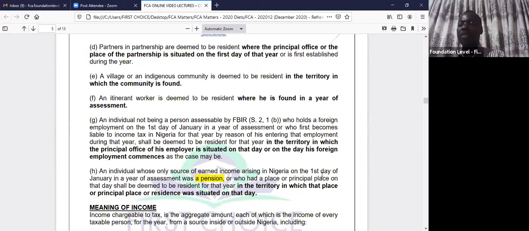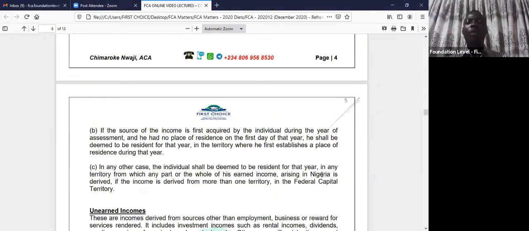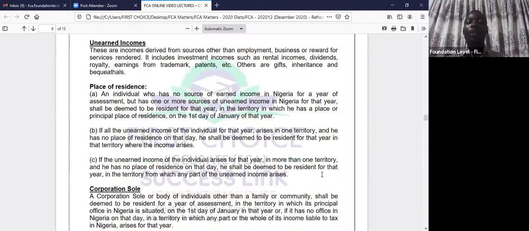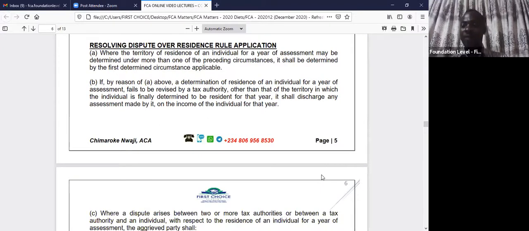We looked at the meaning of income. We said there are two broad kinds of income: the earned income, which comes from employment and from business, and the unearned income, which comes from investment. We also said that if somebody who is not a resident individual in Nigeria perhaps lives in Nigeria or sojourns in Nigeria, is earning employment income, that's fine. But the moment he starts trading in Nigeria, he becomes liable to tax.